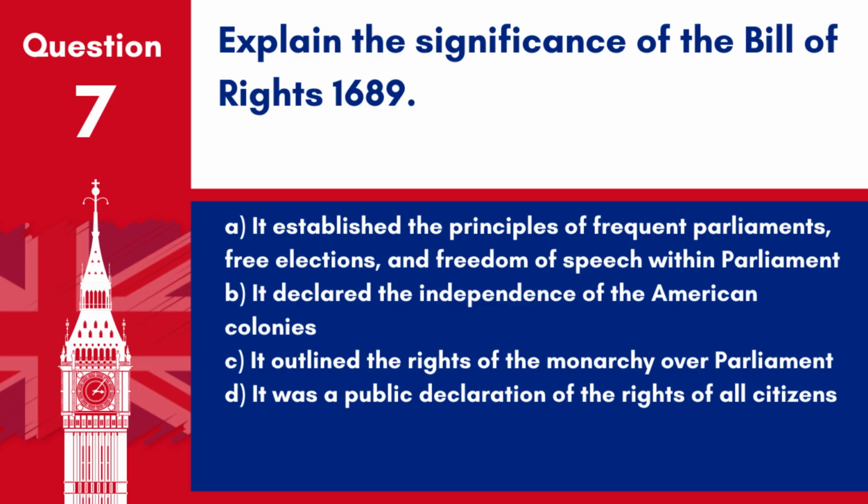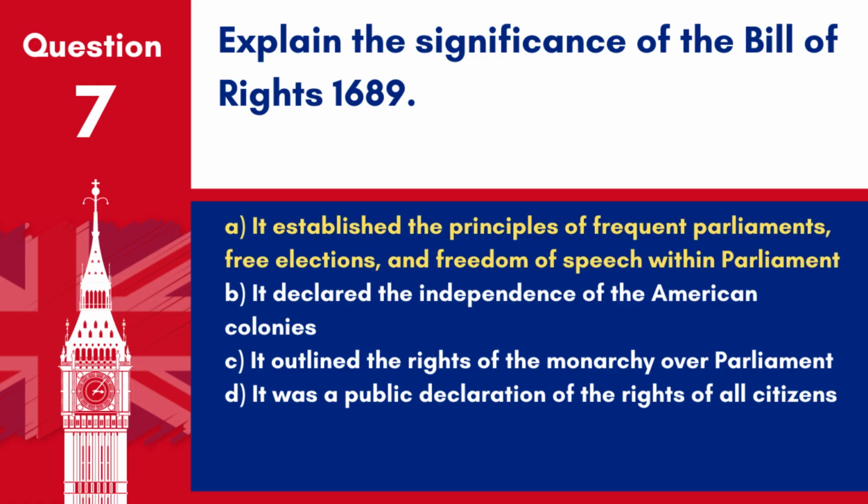Question 7. Explain the significance of the Bill of Rights 1689. A. It established the principles of frequent parliaments, free elections, and freedom of speech within Parliament. B. It declared the independence of the American colonies. C. It outlined the rights of the monarchy over the Parliament. D. It was a public declaration of the rights of all citizens.